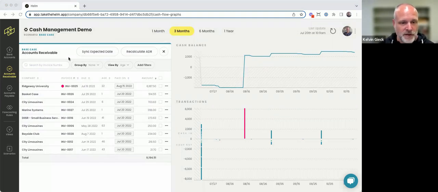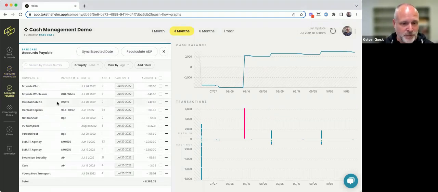We can do all these same things in accounts payable. And so you can see in the accounts payable drawer, everything's in one spot. I don't have to go into another system to pull a report, look at it, get information on it.